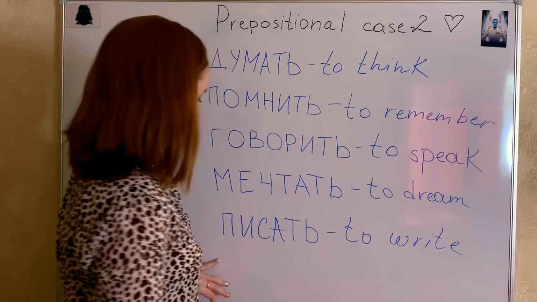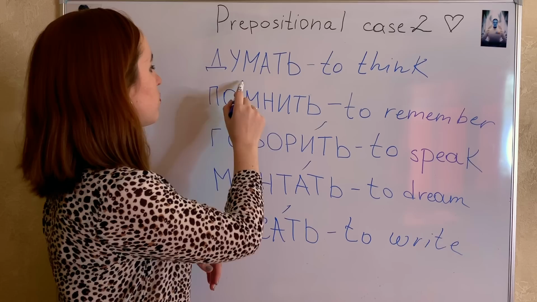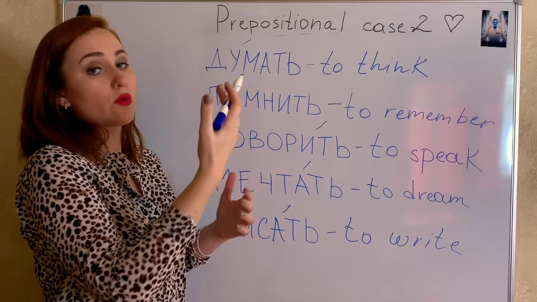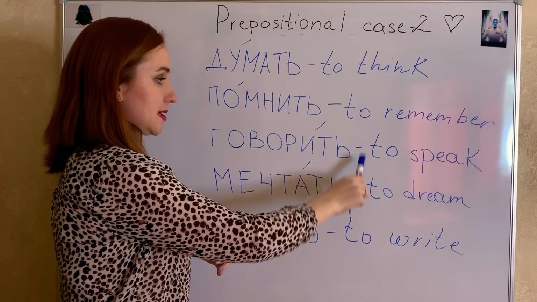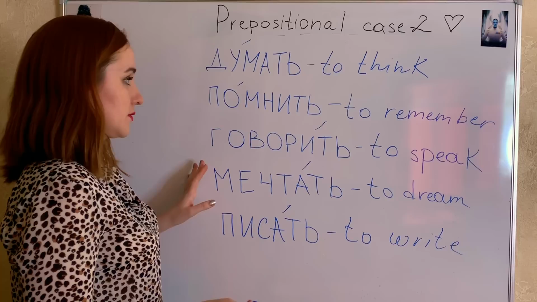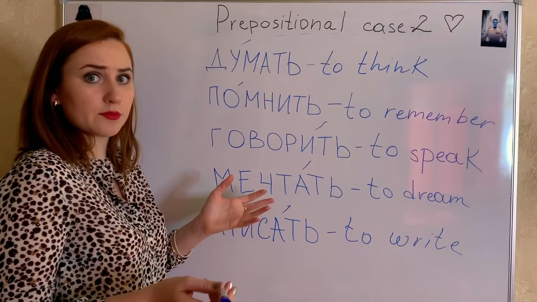Писать, мечтать, говорить, помнить, думать. And with all these verbs, you can use the prepositional case with о. Preposition о. Думать о, помнить о, говорить о, мечтать о, писать о. So when it's about something, you can use any of these verbs. So let's maybe write down some examples.